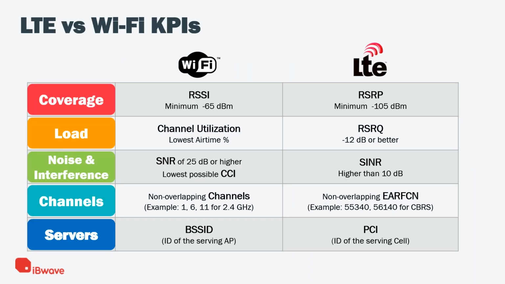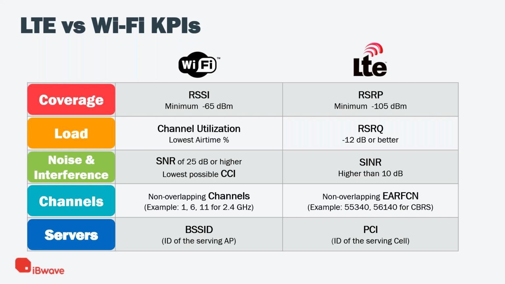And if we compare to Wi-Fi, for example, in Wi-Fi for coverage, we look at RSSI, and usually we look at the minimum of neg 65 dBm. If it's a high density venue, we'll generally look higher than that, maybe neg 55 or neg 50. But for LTE, we don't look at RSSI. I'm going to explain why later. We look at RSRP. And for RSRP, the minimum value we usually look at is neg 105 dBm. And if it's a high density venue, we look at neg 95 to neg 90 dBm.